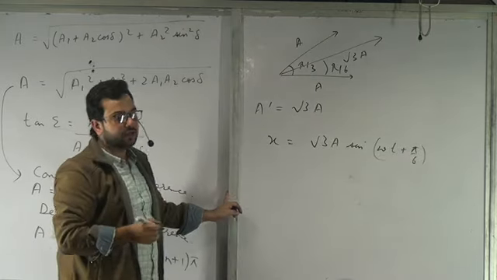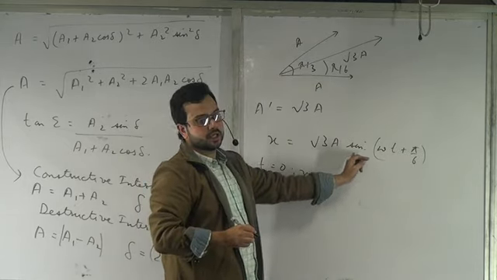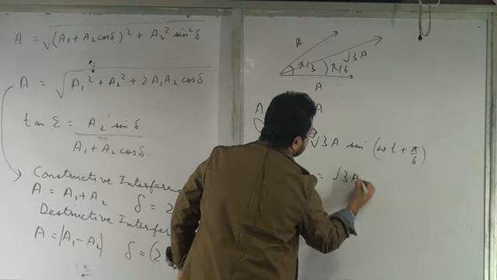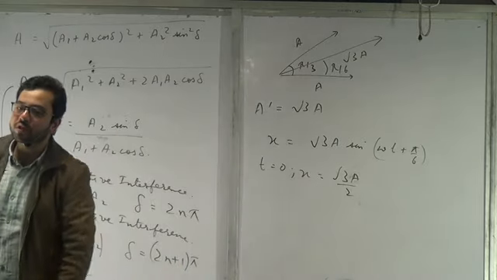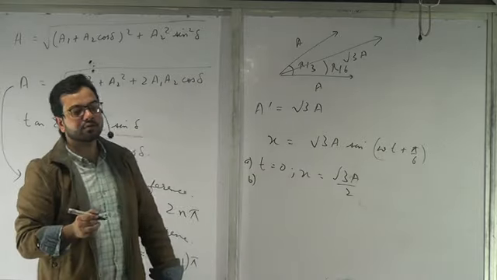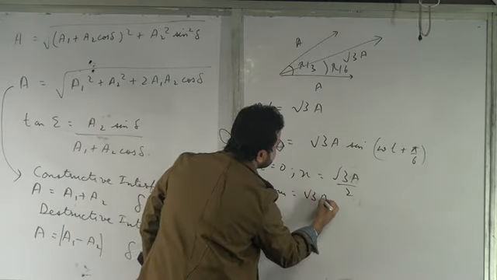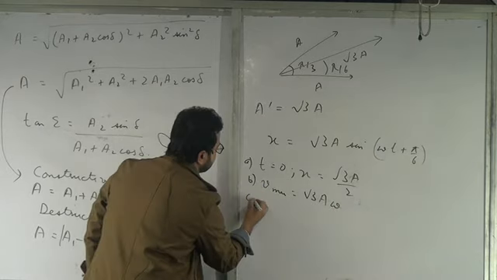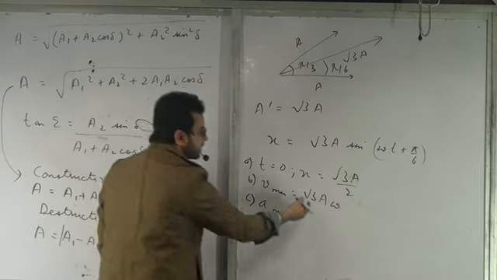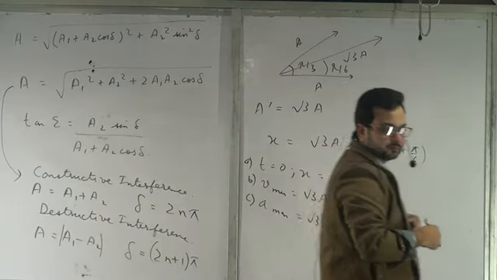Is that correct? So what do you need? At t is equal to 0, x will be equal to root 3 a sin pi by 6. How much is sin pi by 6? Half. So this will be root 3 a by 2. Just substitute t in the equation. Next, maximum speed is amplitude into omega, so Vmax is root 3 a into omega. You need Amax. What is Amax? Omega squared into amplitude, so A max is root 3 a multiplied by omega squared. Is that clear?